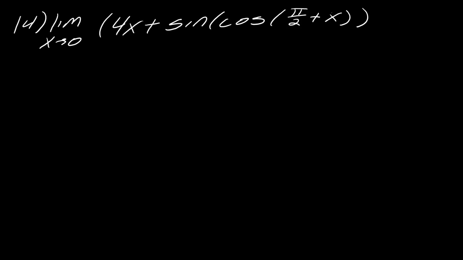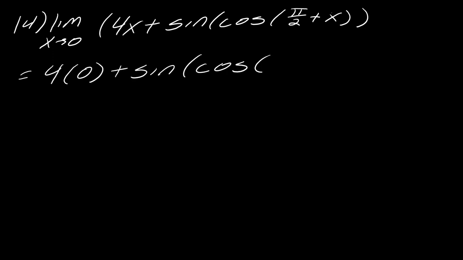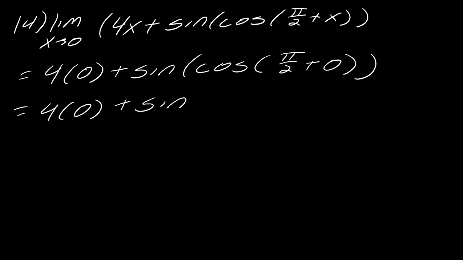All right, so for 14 here, I have the limit as x approaches 0, and then I've got this whole composition of functions. Where I want to start is just seeing what happens if I plug in 0. Oops, let me switch my pen color here. If I plug this in, I get 4 times 0 plus sine of cosine of pi over 2 plus 0. Then I just have to take the cosine of pi over 2, and that just comes out to 0. Then I just have to take the sine of 0, which is 0. So ultimately I get 0 plus 0, so this whole thing just equals 0.